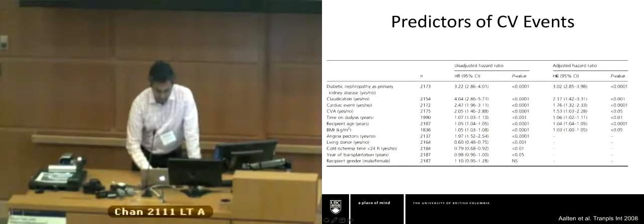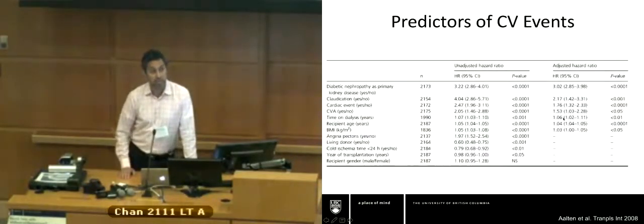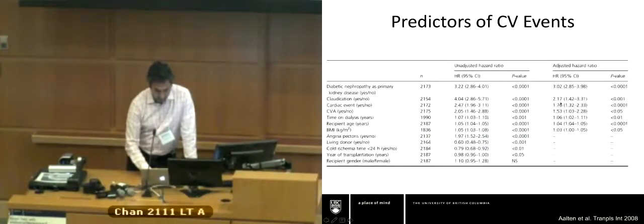What they saw was that a few different variables came out as being significant in their multivariate analysis. Some of these include, not surprisingly, diabetic nephropathy as the primary etiology of the kidney dysfunction, diabetes, claudication, a reflection of peripheral vascular disease, a previous cardiac event, like an MI, for instance, or heart failure, and time on dialysis. And this seems to come out over and over again. The longer you are on dialysis going into the transplant, the higher your risk of developing a cardiovascular event post-transplantation. Also history of CVA, and recipient age, so the older you are, the more likely you will develop an event later on as well. I think these are the main ones that showed up.